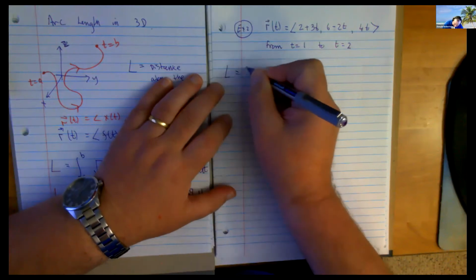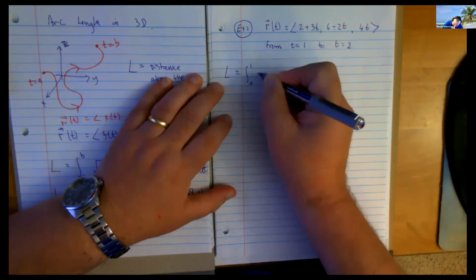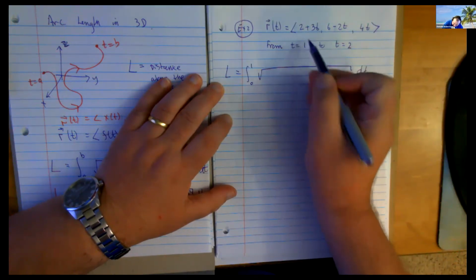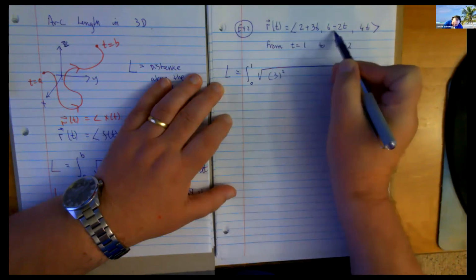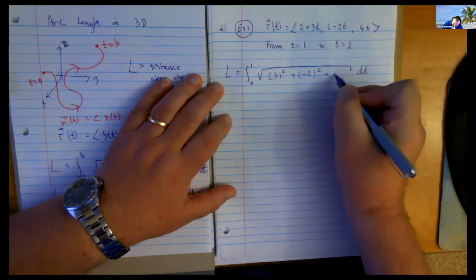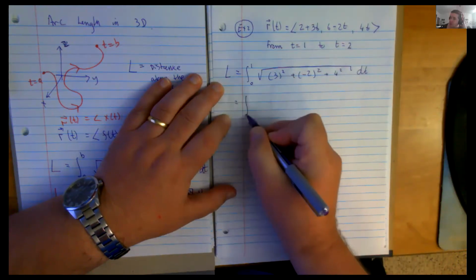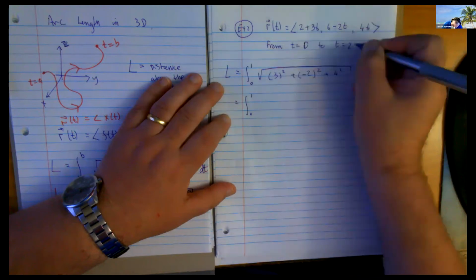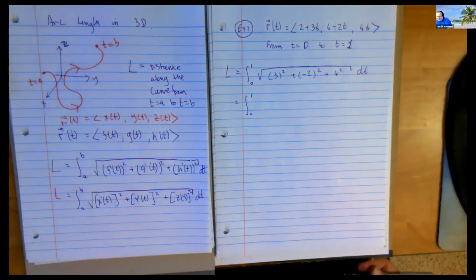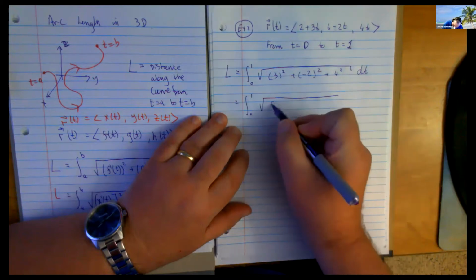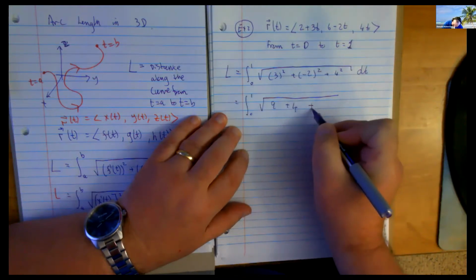It's going to be the integral from 0 to 1, the square root of. Right, if you differentiate this fella, you just get 3 and then you square it. If you differentiate this guy, you get -2 and then you square it. If you differentiate this guy, you get 4 and then you square it. It's the interval from 1 to 2, right? No, it's not. It's the integral from 0 to 1. If I had a brain, I'd be dangerous. 9 add 4 add 16.